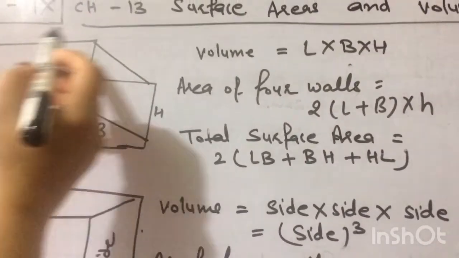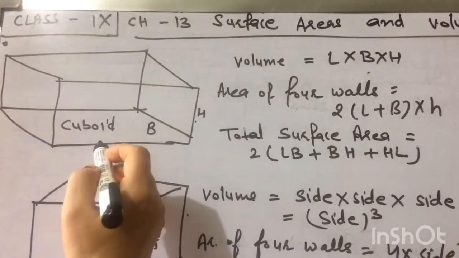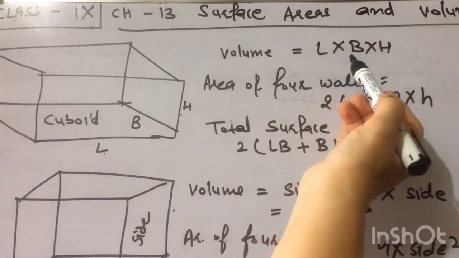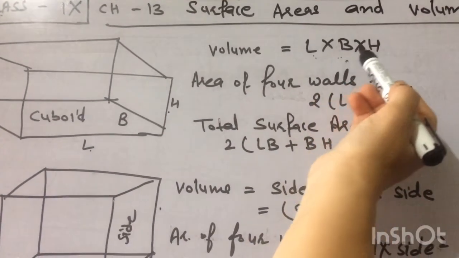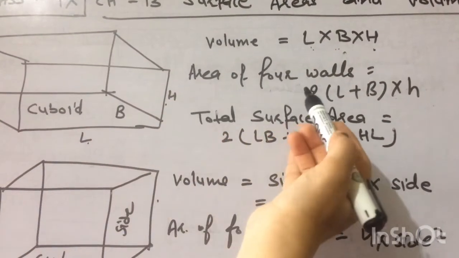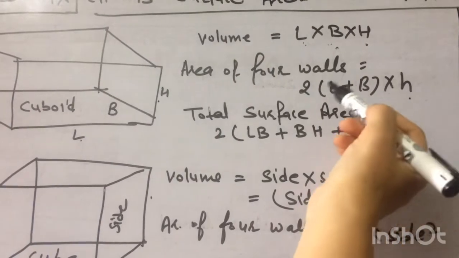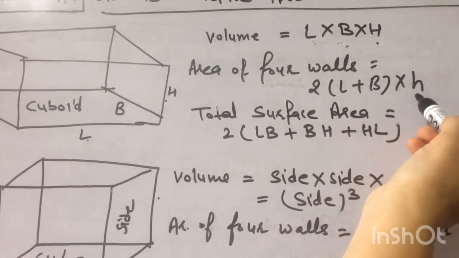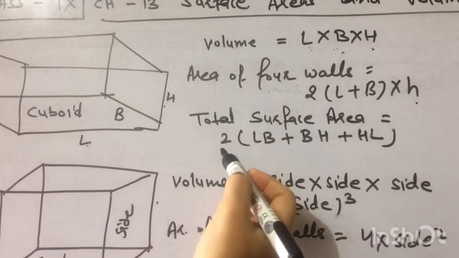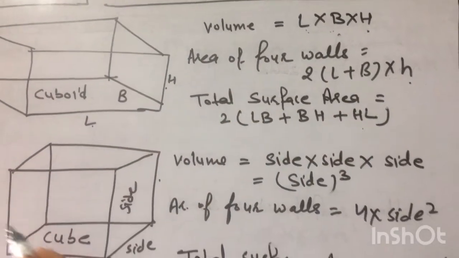Cuboid. This is the figure of cuboid: length, breadth and height. How do we find the volume of cuboid? Formula is volume equal to L into B into H, length into breadth into height. If we have to find the area of four walls, formula is 2 into (L plus B) into H, 2 into (length plus breadth) into height. And if we have to find the total surface area of cuboid, formula is 2 into (LB plus BH plus HL).